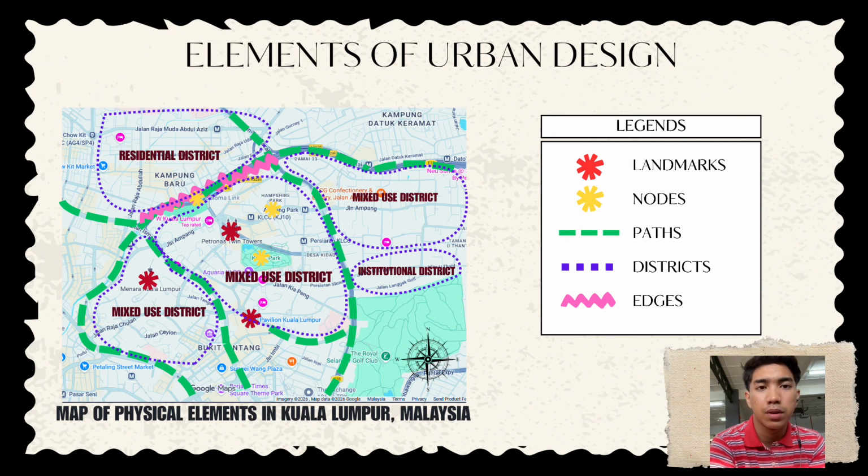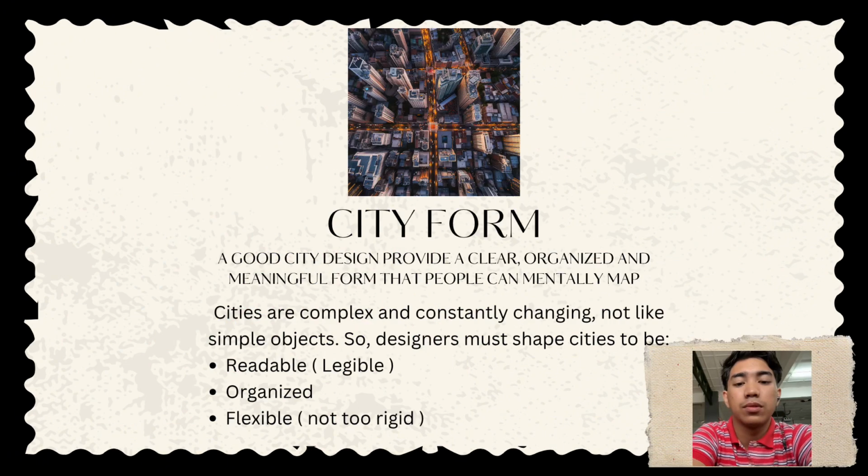So this example shows how Lynch's theory can be applied in a real city, helping us understand how urban design shapes people's experience. Okay, so next we move on to the next chapter from this book, which is city form. So let's talk about city form.